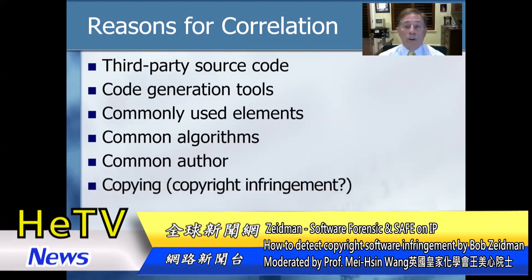However, if all of those other reasons can be eliminated as the reasons for correlation, and there's still correlation left, the conclusion is that copying occurred. The next step, of course, is a legal step to determine legally whether that copying was fair use or copyright infringement or perhaps some other reason, such as the person doing the copying, the programmer, had the permission to copy that code.